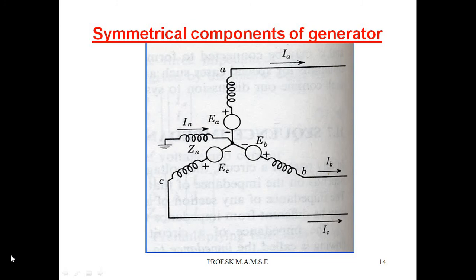A star-connected generator with phases A, B, C. Phase current is equal to line current, IL equal to IB. Phase voltage is equal to line voltage divided by root 3. EA is the generator voltage with current IA. EB is a generator voltage. EC is a generator voltage. That is called line voltage.